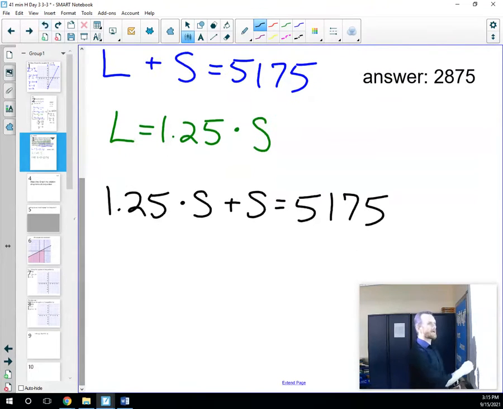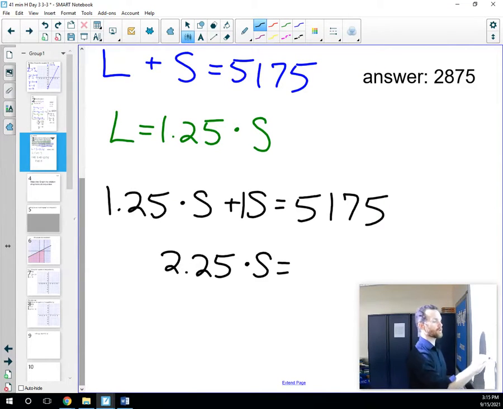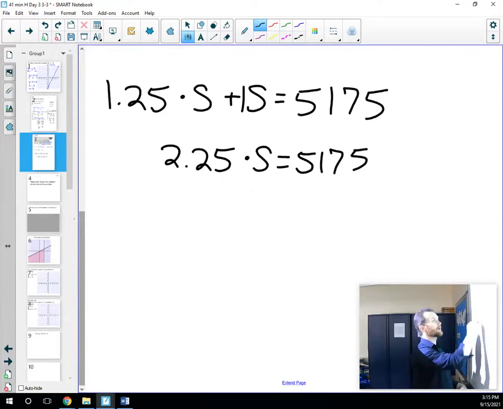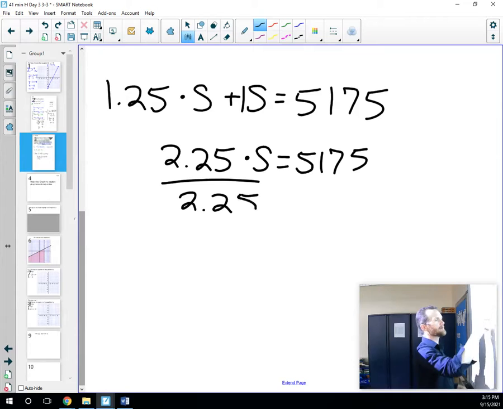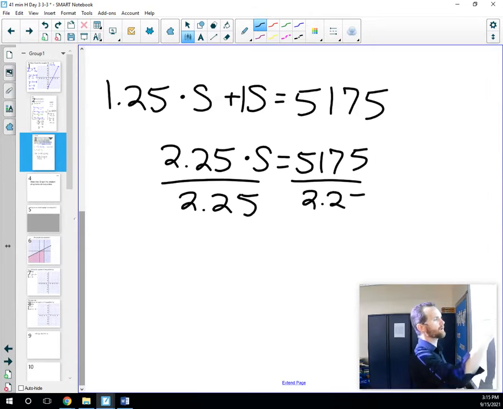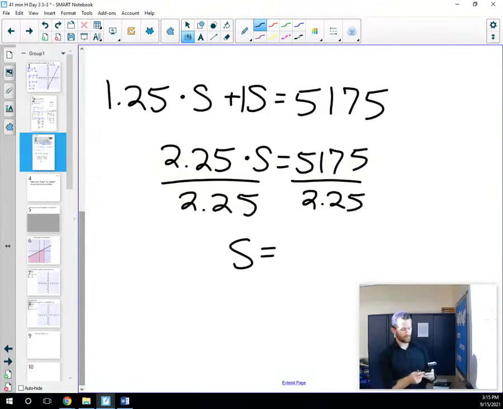We combine like terms. We know there's a 1 in front of there, so this becomes 2.25 times S equals 5,175. And then we divide 2.25 from both sides. I'm just showing all my work here. And we get the number of votes Sean got is 5,175 divided by 2.25, I got 2,300.